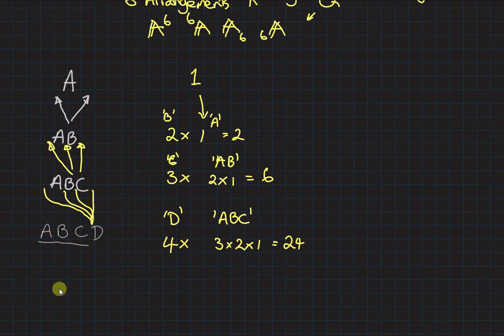Let's do one more. I've now got A, B, C, D, E. See the pattern. How many ways are there of arranging the A, B, C, D? Which is 4 times 3 times 2 times 1.